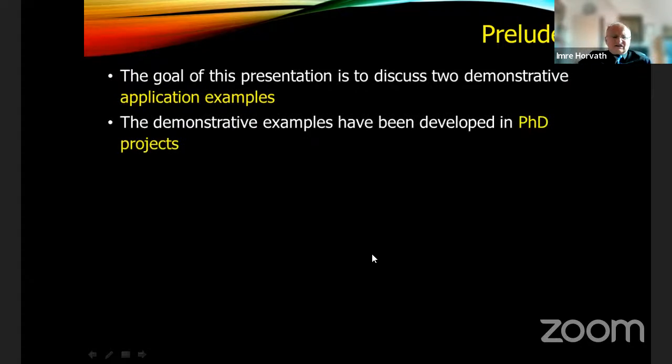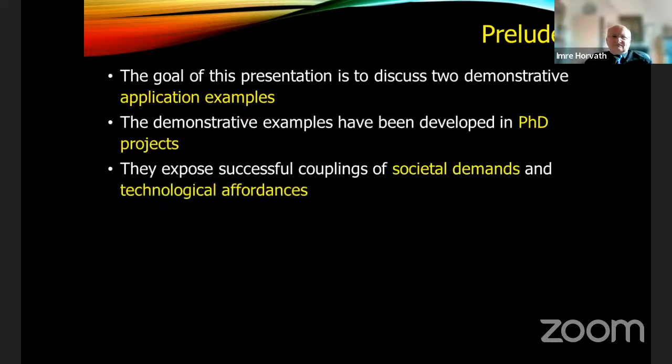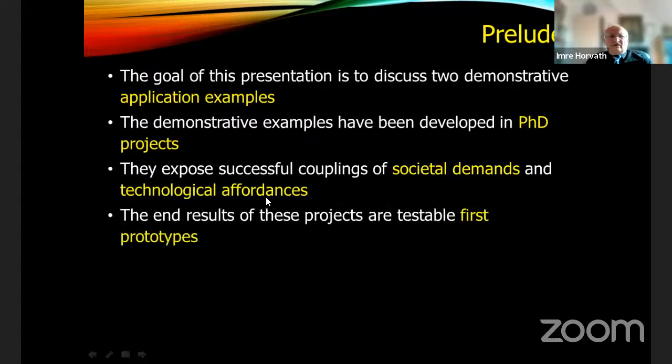These applications are social and human, and not directly heavy industrial applications. These were developed in the framework of PhD projects. This book, which most probably you can see now, and this other book, which I show you now through the camera, contain the development and description of these two systems. As I mentioned, they exhibit successful coupling of social demands and technological affordances, and the end result of these projects were testable first prototypes, not more, not less.